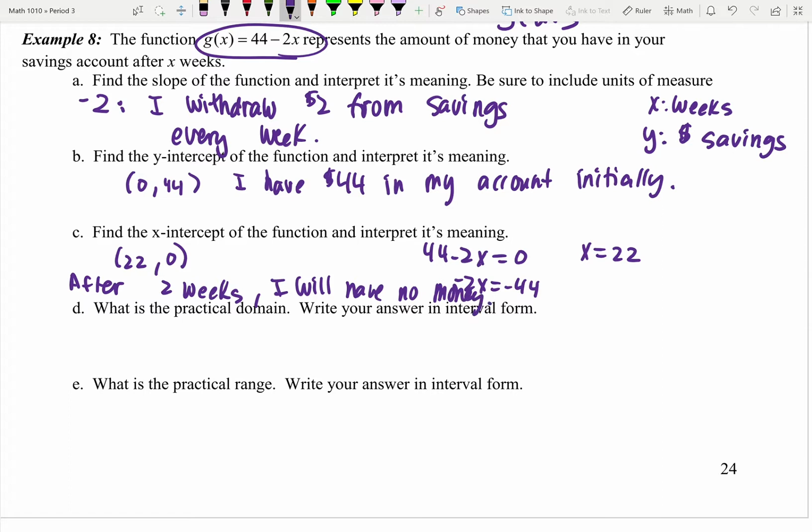Okay, question D. What is the practical domain? Domain stands for weeks. Someone in the room tell me the smallest number of weeks I could have. 0. What's the most number of weeks I'm going to have? 22. I close them both with brackets because it includes it. Range means money. What's the smallest amount of money I can have? 0. What's the most amount of money I have? 44. Both with brackets because you can touch those actual values.